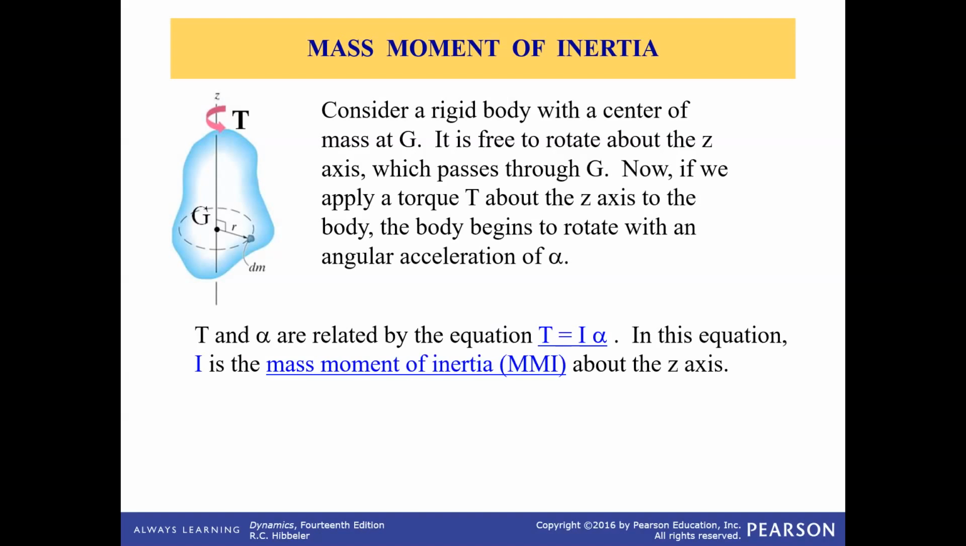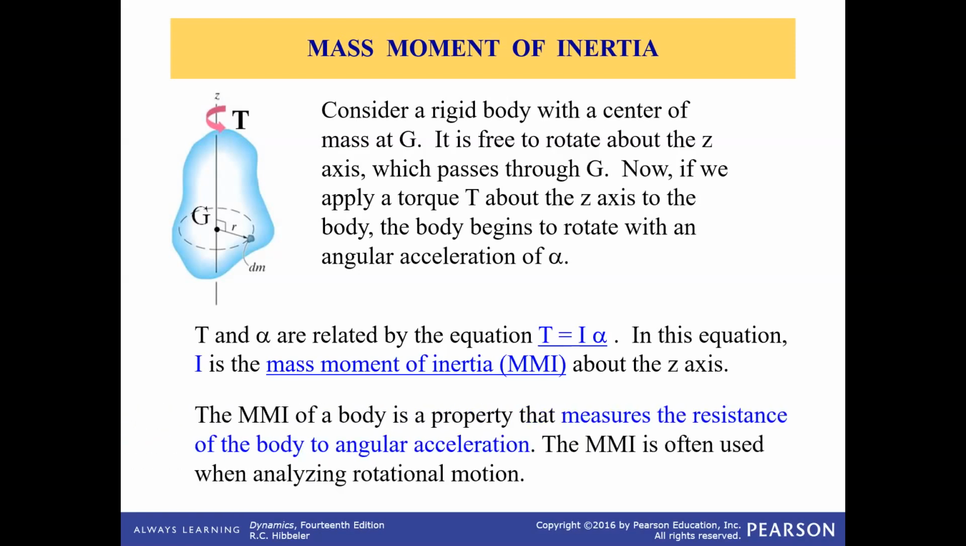So in this case, similarly, we'll define a quantity called mass moment of inertia, but this refers to when you have a body rotating about an axis. T is the torque by the external force. That should be equal to the moment of inertia times the angular acceleration alpha. So T equals I times alpha is similar to F equals M times A. Mass moment of inertia is a property that measures the resistance of the body to angular acceleration.